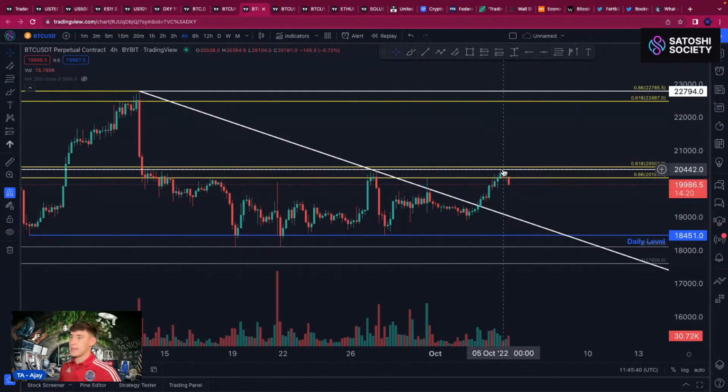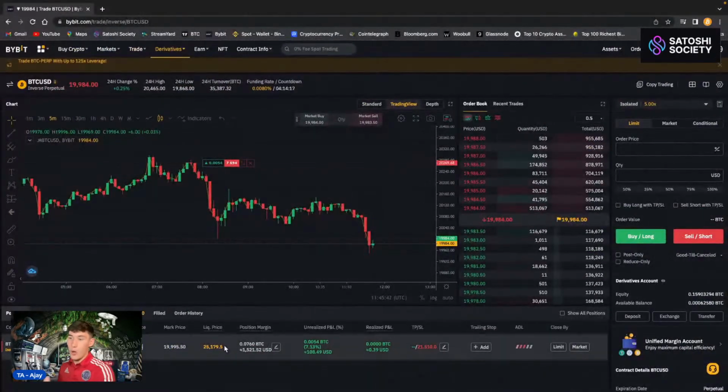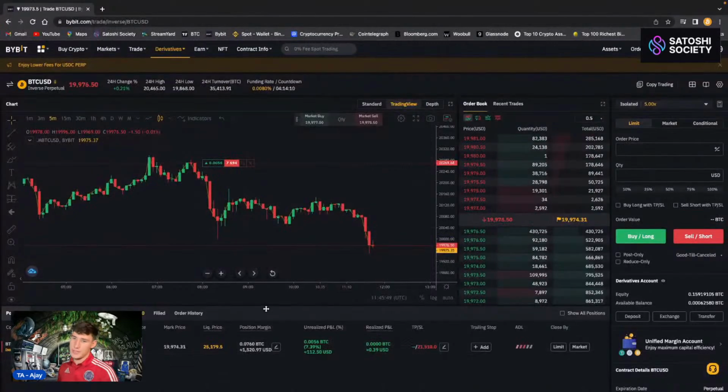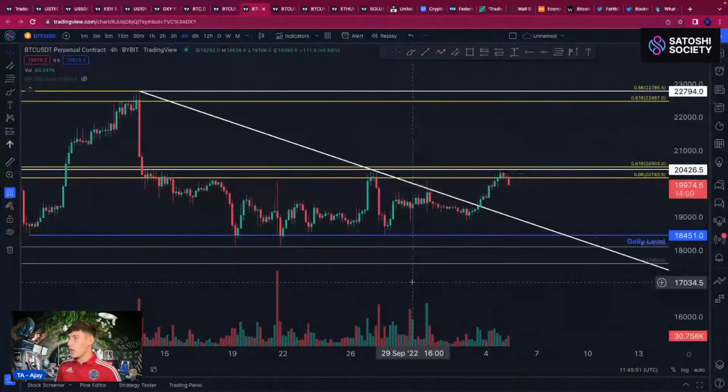So I did take initiative off of this and open up a short position, only a very small short position, because I am looking at a potential long trade.